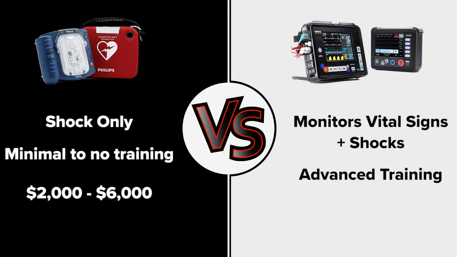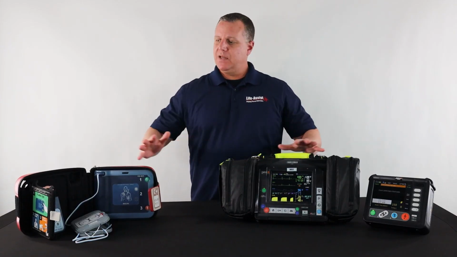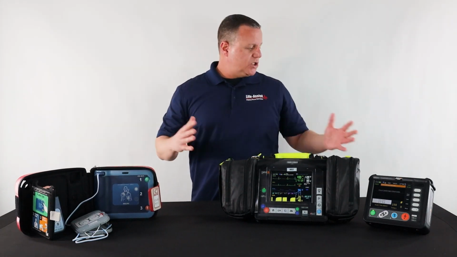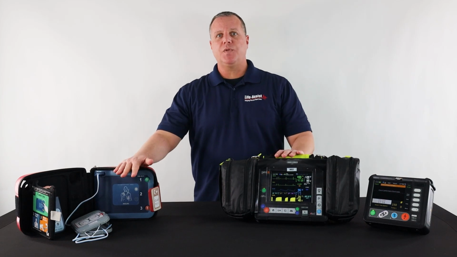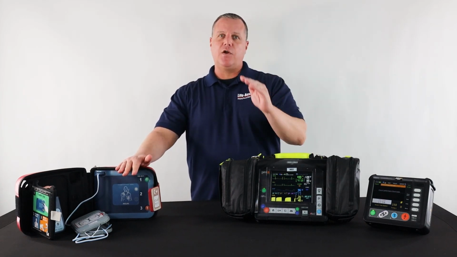AEDs are going to run $2 to $6K. Big cardiac monitors can range $35,000 up to $60,000. And then the Zoe that we showed you, that's going to run around $5,000 to $10,000. So as you can see, there's a big swing in price, and depending on what your customer is looking for, most likely one of these will fit their needs. Okay, so that's the difference between AEDs and cardiac monitors.